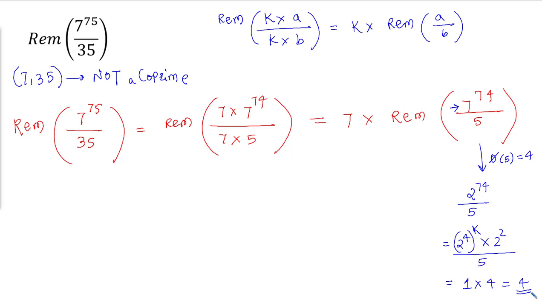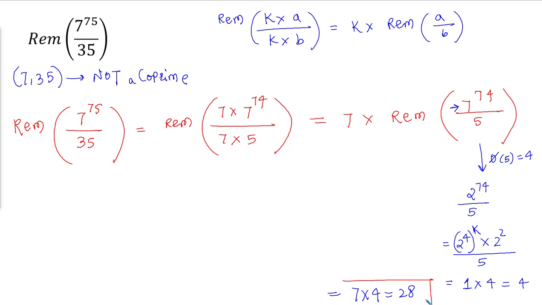No, that is incorrect. The final remainder is not 4. 4 is the remainder of only that bracket. The final remainder is going to be 7 into 4, that is equal to 28. So this is our final remainder.